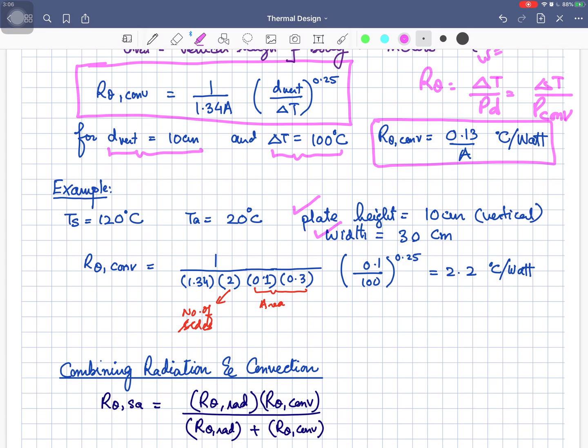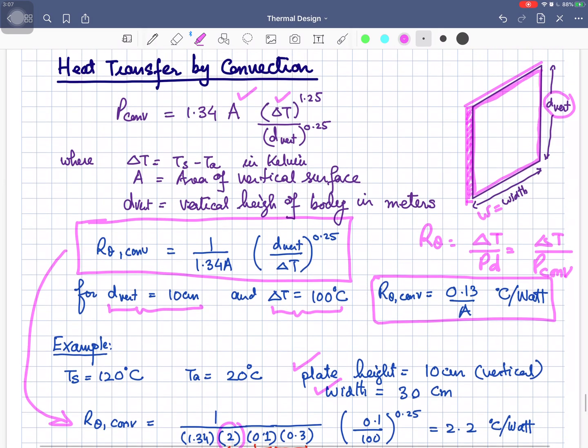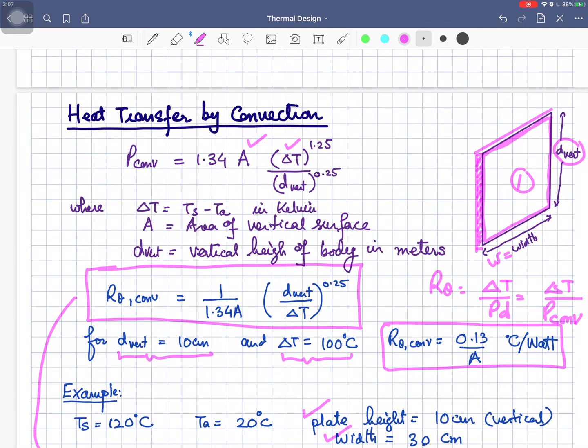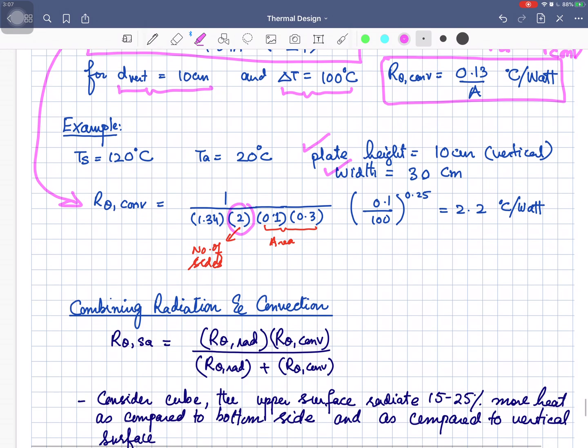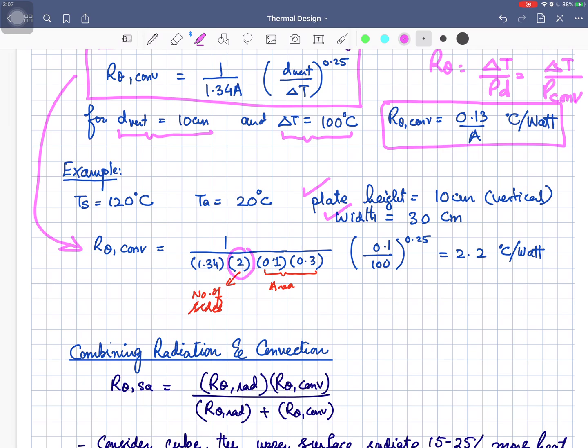So taking this equation, R theta convection will be equal to 1 by 3.4 times 2 times the area. Why is this 2 there? Because we have two sides. Let me call this side 1 and the other side side 2, so the surface area will be double. So 2 represents the number of sides, and height is 10 centimeter, width is 30 centimeter. So 10 and 30, and its thermal resistance will be 2.2 degrees centigrade per watt.